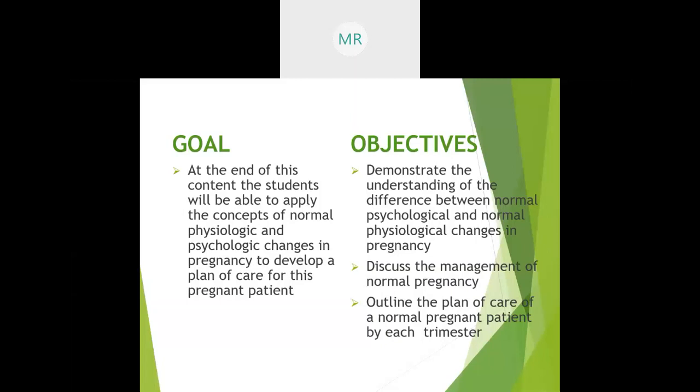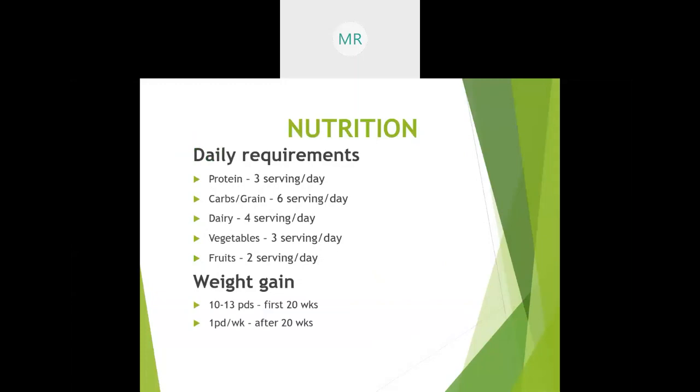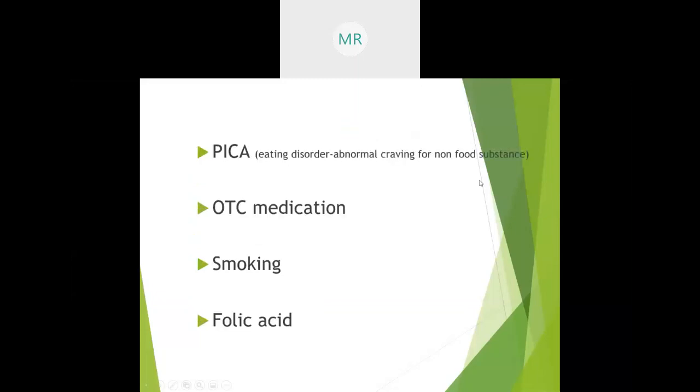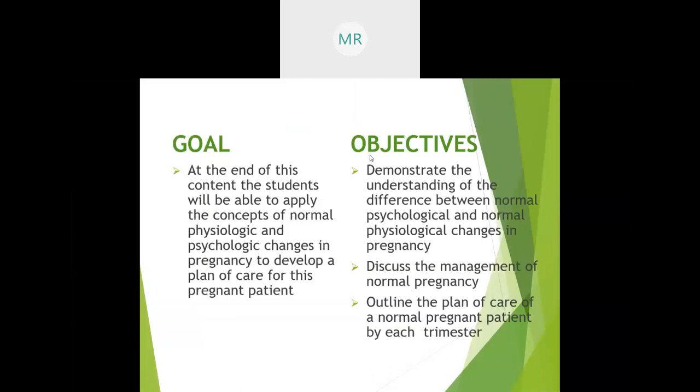Students will be able to understand the difference between normal psychological and normal physiologic changes in pregnancy. You'll also be able to discuss the management of normal pregnancy and also outline a plan of care for a normal patient. As we were talking about in objectives, before we move on to nutrition, students will be able to outline the plan of care for a normal pregnant patient by each trimester.